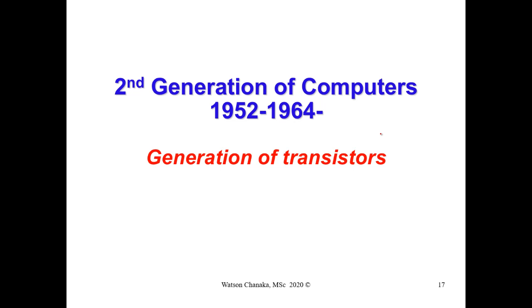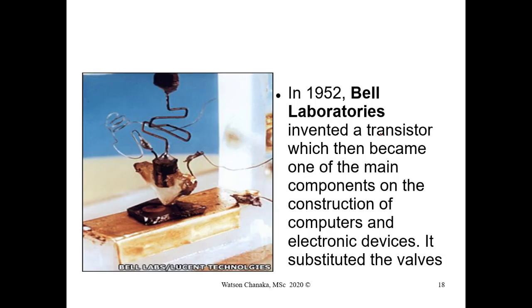Okay, let's move on to the second generation, which is the generation of transistors, 1952 to 1964. In 1952, Bell Laboratories invented what we call the transistor. If you look at the transistor, it had the same function as the valve. What is the function of a transistor? It was meant to transmit data from one point to another and to amplify data from one point to the other, so that it doesn't lose or drop any carried data along the transmission line. So that was the function of a transistor.